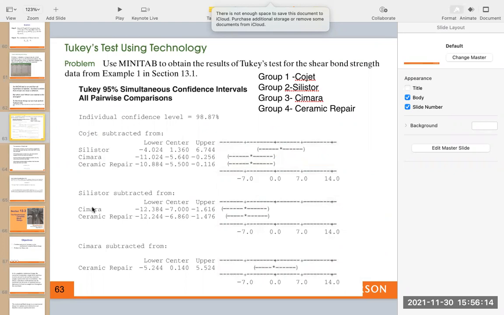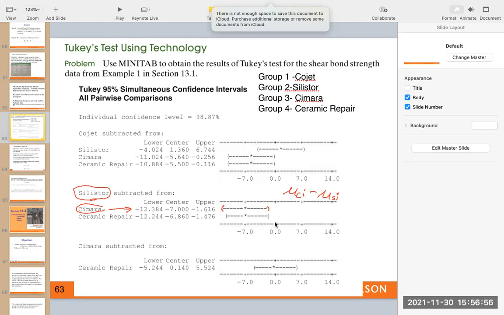Now let's look down here. We're going to compare Silister to Simara in this first line. That means they took the mean of Silister subtracted from Simara, so it's mu of CI minus mu of SI. By the way, mu of CI is the mean of the Simara values, and mu of SI is the mean of the Silister values, the population means, right? We subtracted those, and this is the interval that resulted.